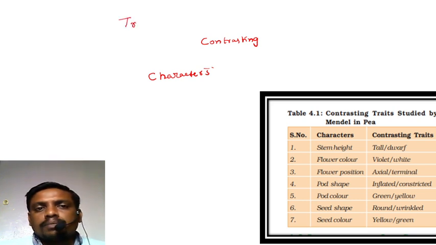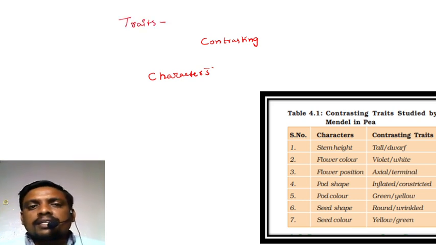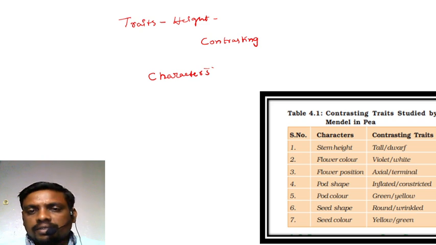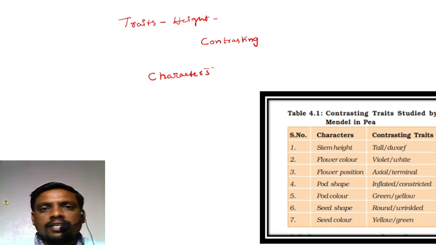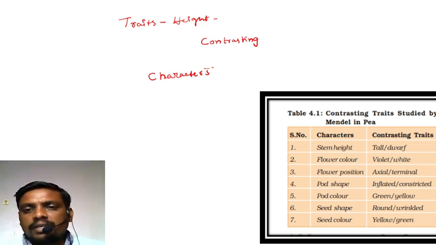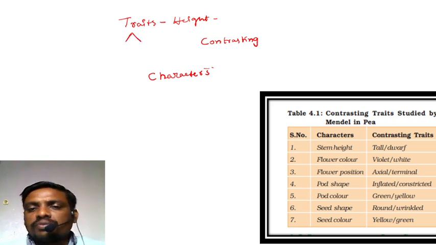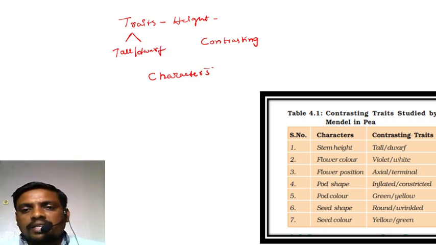How can you define a trait simply? How can you remember a trait? A trait is a representation of a character. Suppose we take height. Height as a trait. Now, let us take stem height as a character. The traits that arise from that character are tall and dwarf. Here, tall and dwarf are considered traits coming from the stem height character.